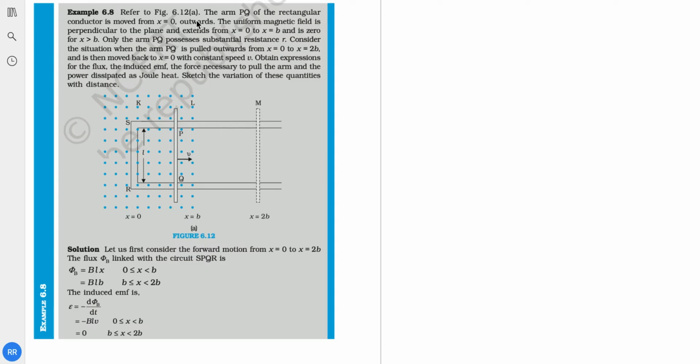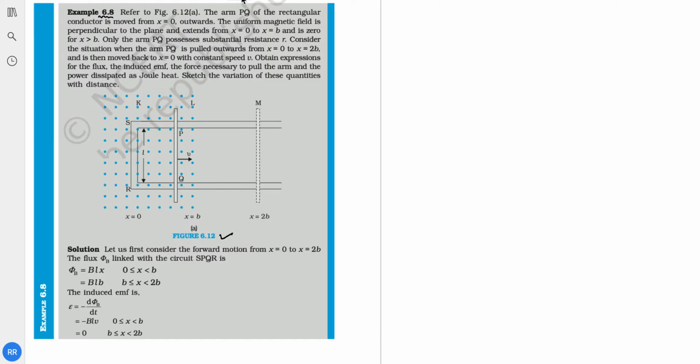So the example number 6.8. So this is the problem based on our article. That is what we have discussed in motional electromotive force and energy considerations as a quantitative study. So इसका कंसेप्ट हम यहाँ इस्तेमाल करेंगे. तो आप ये देखिए कि जो डायग्राम है 6.12 उसको अपना ध्यान से देखना है.